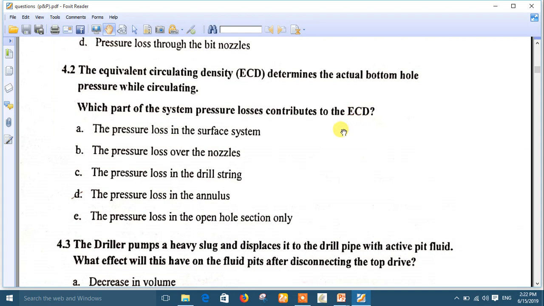So here is the total circulating pressure. Which one affects the ECD? As I told you yesterday, when you hear ECD, you must make eye contact with the annular or annulus. So the best answer here is number D, the pressure loss in the annulus. But the pressure loss in the surface is not the right answer. The pressure loss in the nozzles is not the right answer. The pressure loss in the drill string is not the right answer. And also the open hole section only is not the right answer. So the best answer here is number D.